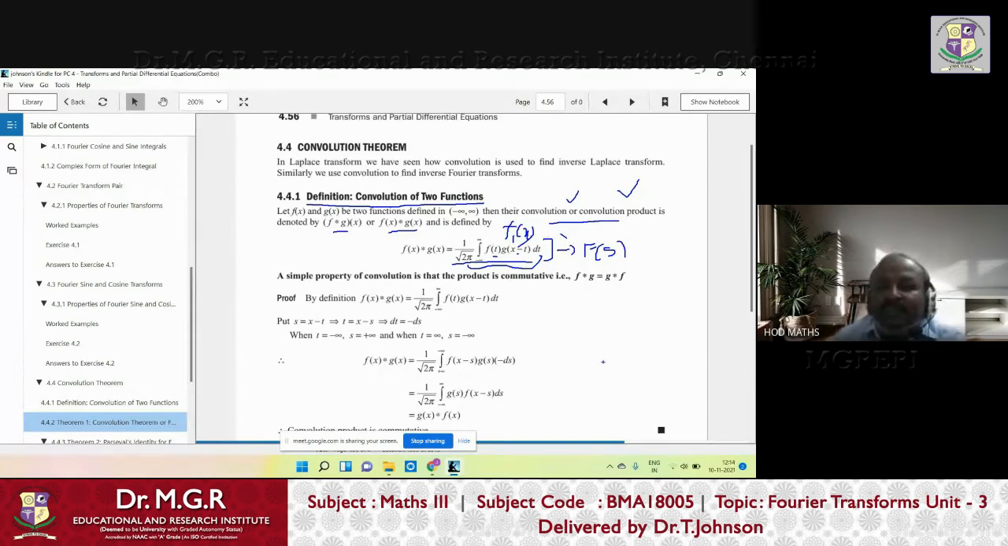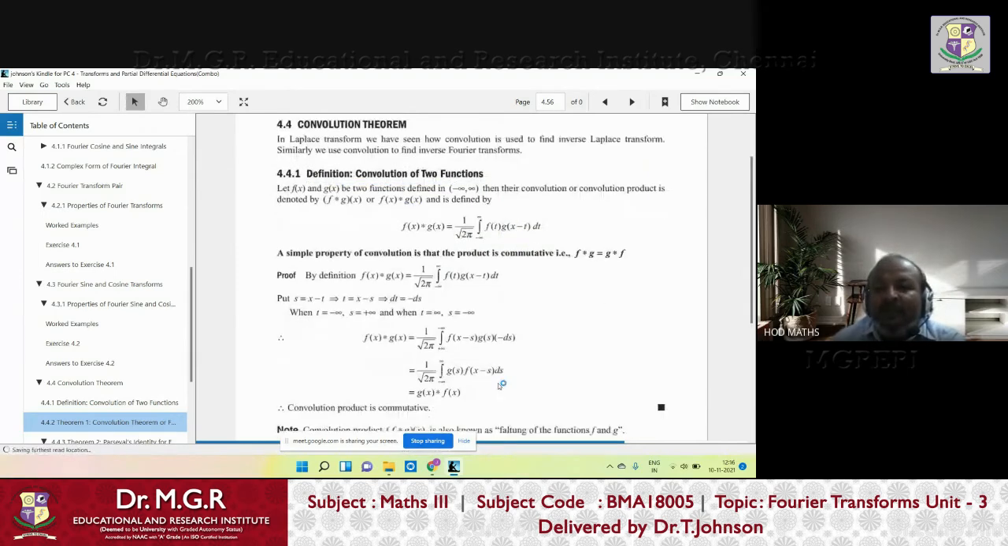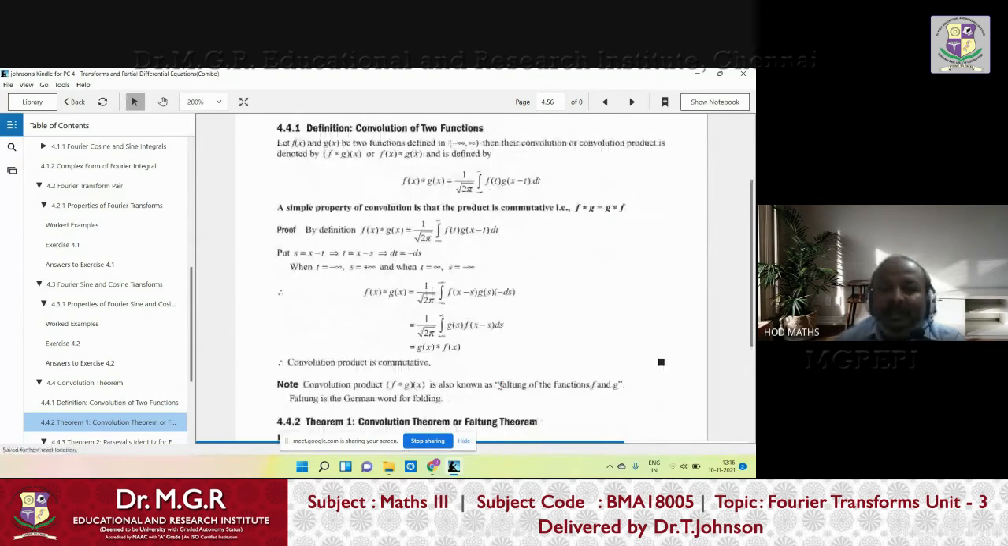So f convolution g means it is an integral representation, taking f of t first, then g of x minus t dt, right? Here one simple thing about convolution: you can define convolution in any manner, because f and g are any two functions. You can write f convolution g or g convolution f. F convolution g means f of t g of x minus t. G convolution f means f of x minus t g of t dt. If you reverse the convolution, whatever may be, f convolution g is the same as g convolution f, right?